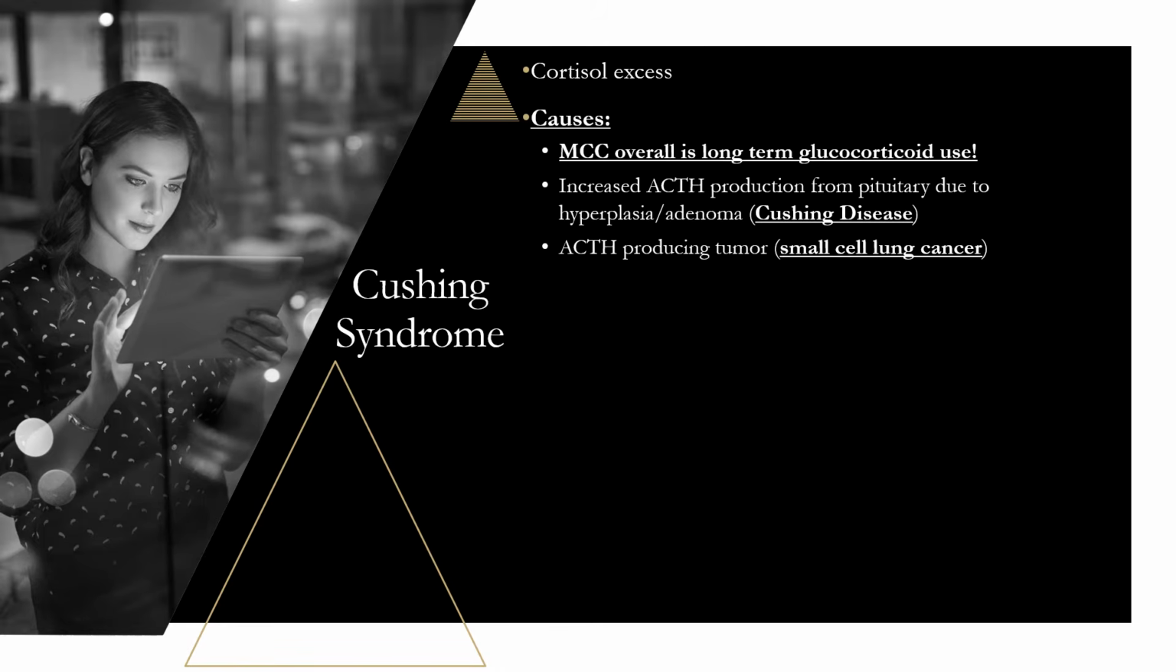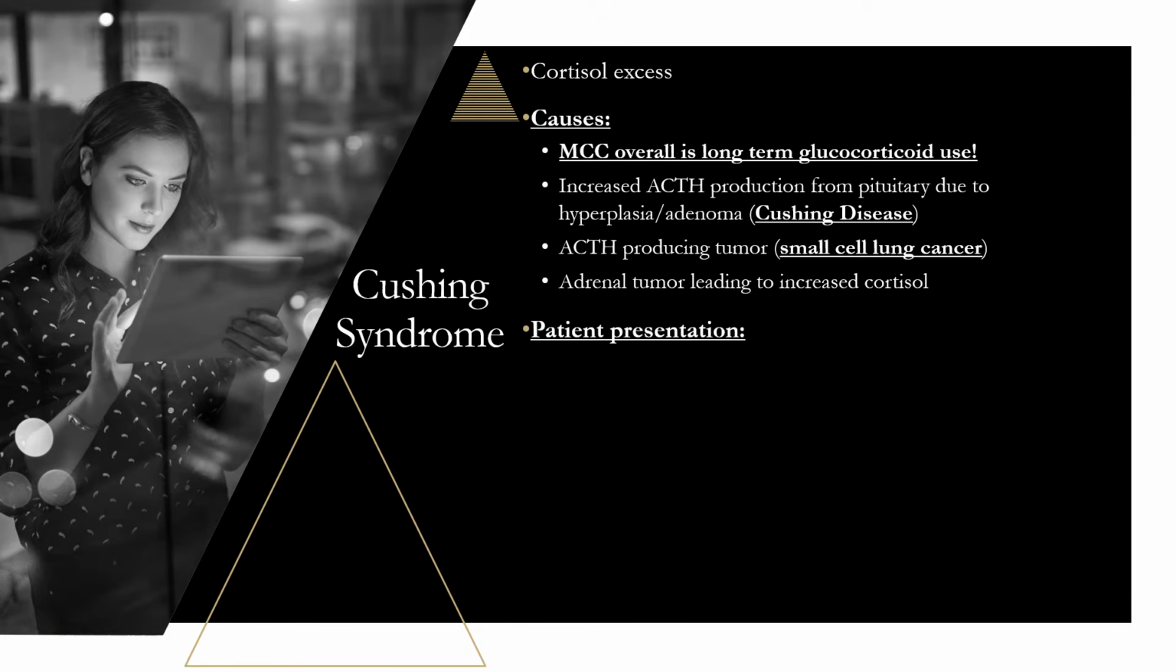Now, if we're talking about secondary causes, you can have an ACTH producing tumor. Small cell lung cancer is known for this, and this is a big thing on the exams and on your EORs and everything. Remember this. This is important. Small cell lung cancers can produce that excess ACTH. You can also have adrenal tumors leading to increased cortisol.